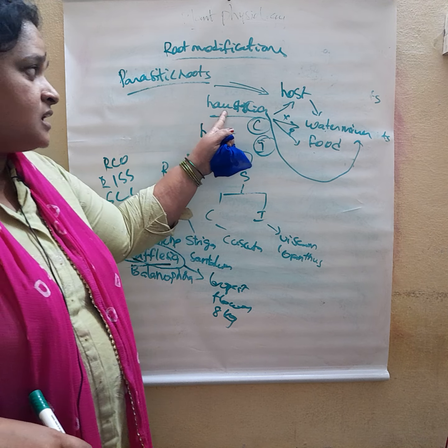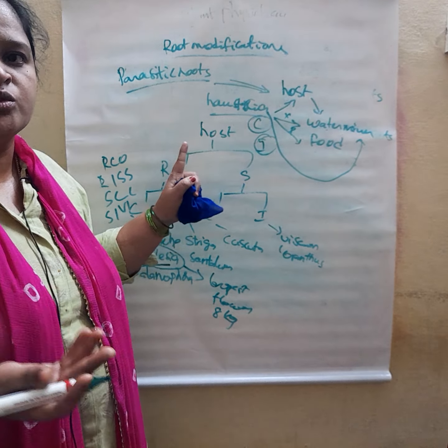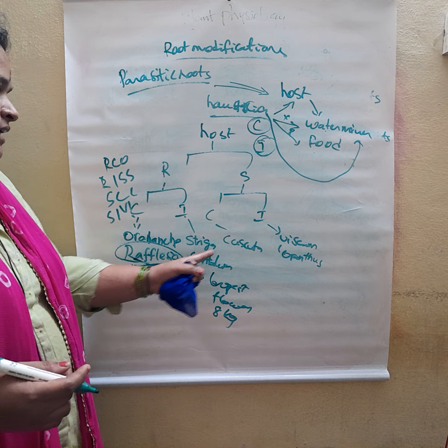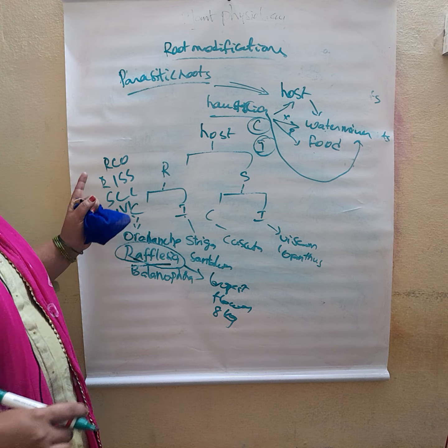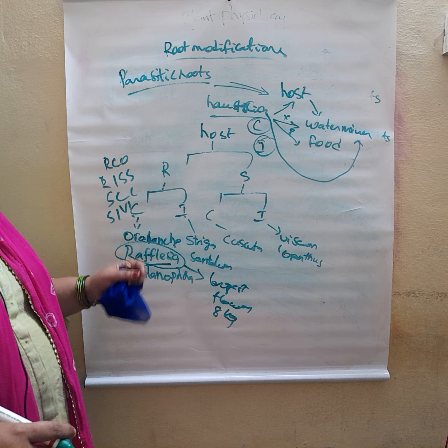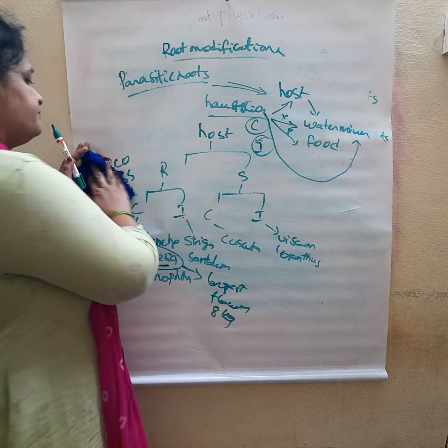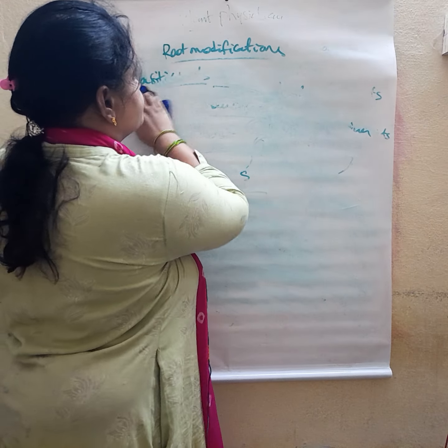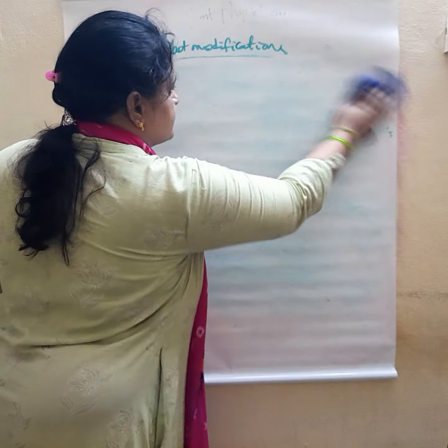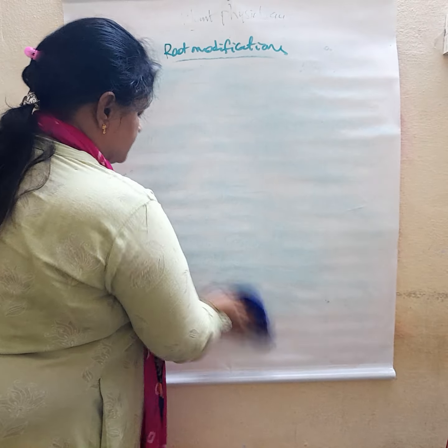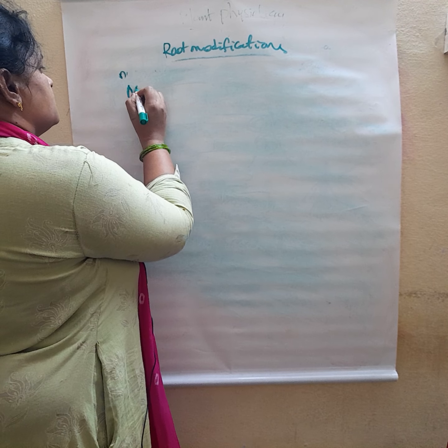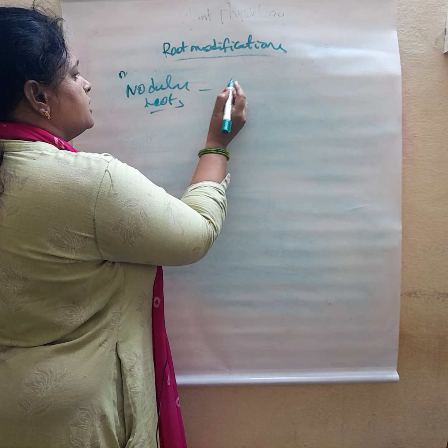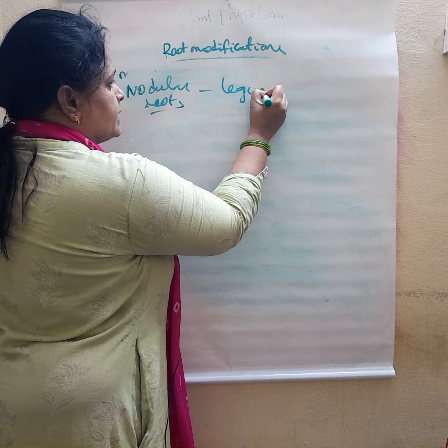They are called haustorial roots. These are the examples: RCO, RIS, SCC, civil. Okay, right. Next we'll go for nodular roots. Nodular roots are seen in legume plants.